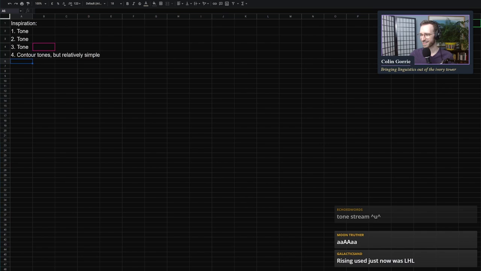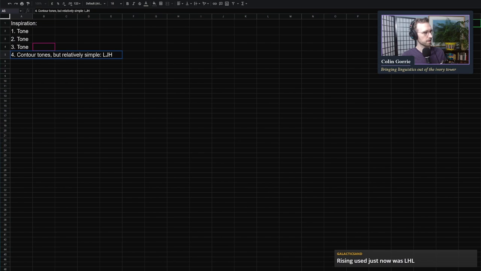Okay. I would say one rising, one falling is a safe bet, plus some level tones. That's the way to go. Okay. So we're looking at something with, let's just say, rising, falling, and some level tones.